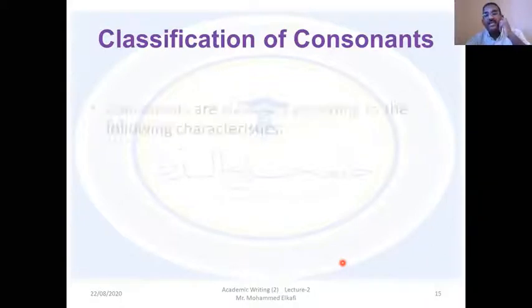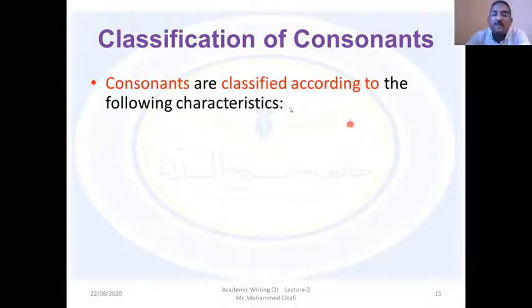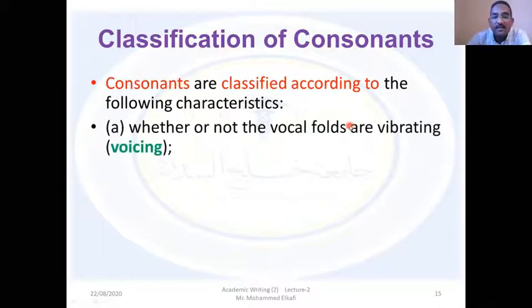Classification of consonants. We can classify English sounds according to the following characteristics. First, voicing. Here we mean whether or not the vocal cords are vibrating. If they are vibrating, we'll find some type of voice, so voiced sound. If they are not vibrating, that means we'll find voiceless sounds.